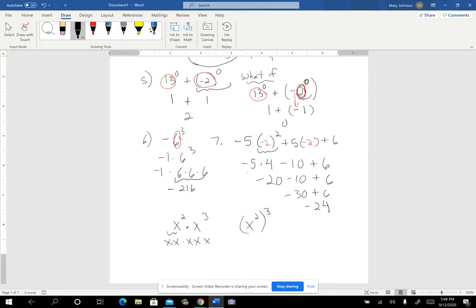So this just means x times x. X to the third means x times x times x. And so you actually have x to the fifth. So the shortcut on that one is to add them. See how there's an x again? In both places, you're multiplying the powers that have the same base.